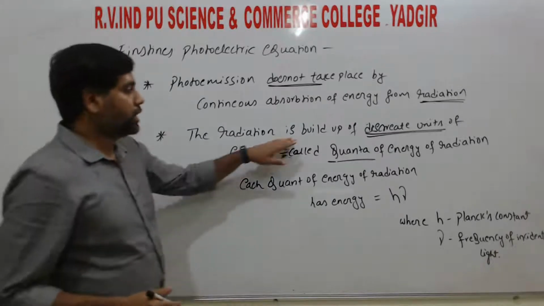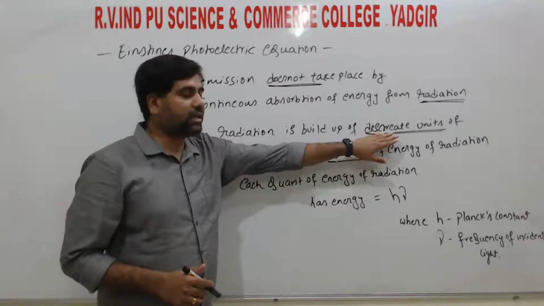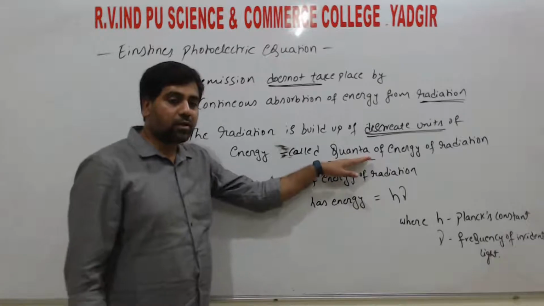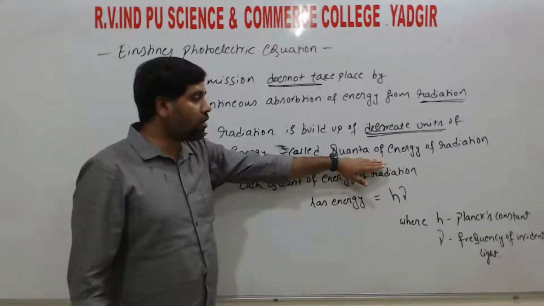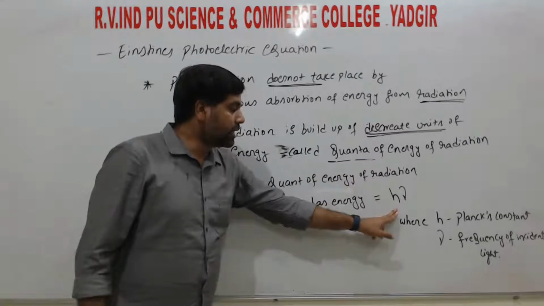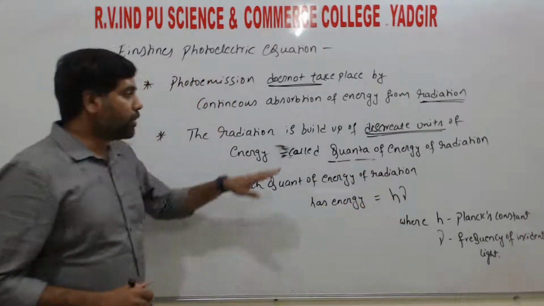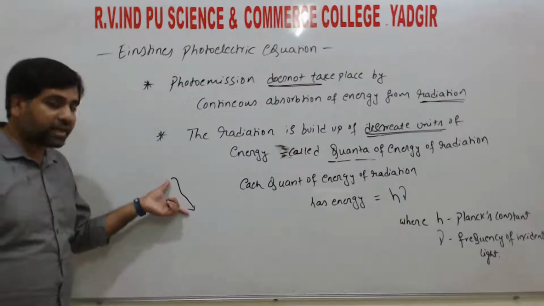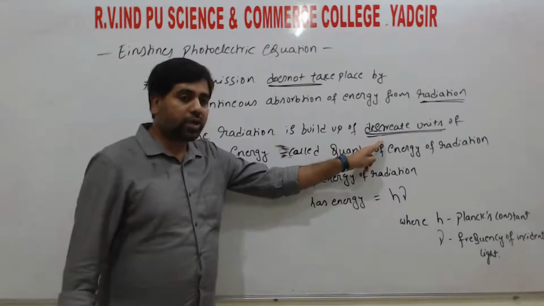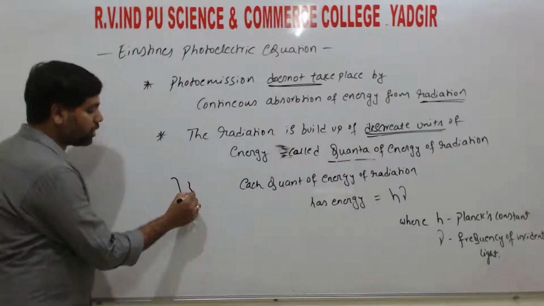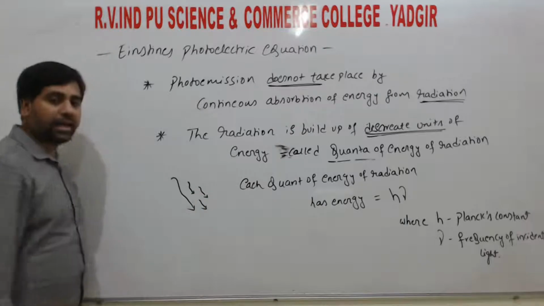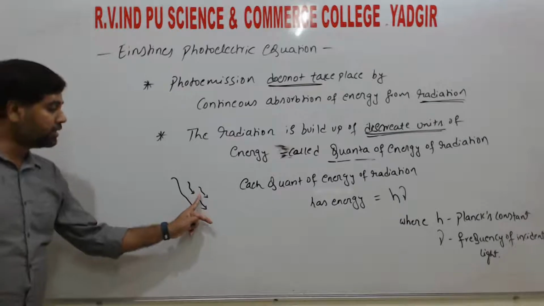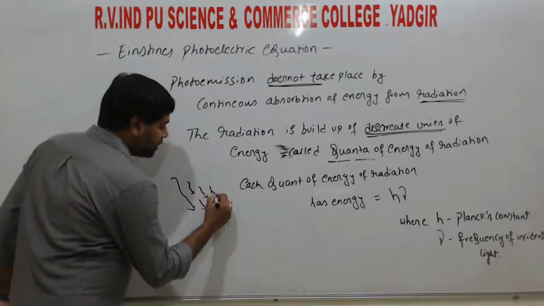So the radiation is built up of discrete units, that is packets of units of energy. Those packets of units of energy he named as quanta of energy. So each quanta of energy has the energy that is h nu. For example, if we have one radiation like this, the light radiation, it means this radiation consists of discrete units of energy, that is it has a number of units of energy. So each unit, that is this one, is called a quanta, and this quanta has the energy value h nu.